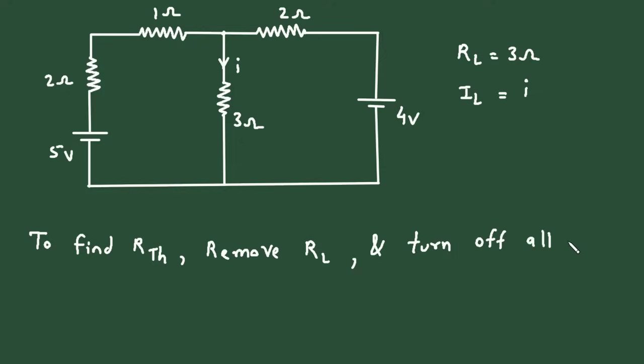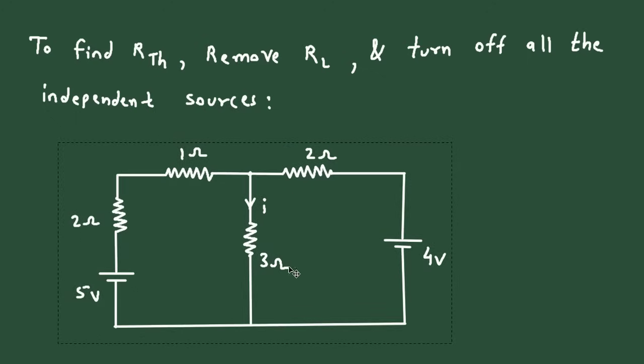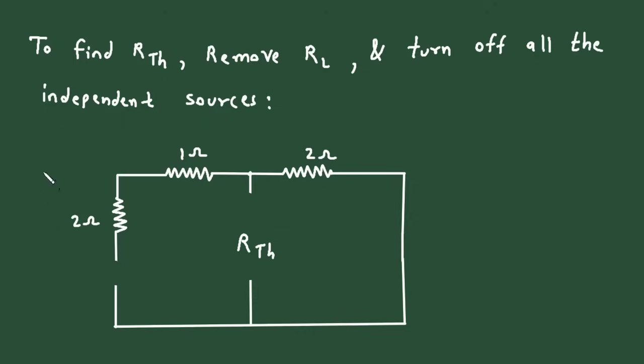all independent sources. Now when we turn off all the independent sources from here, and if we remove this RL, so this will be our RTH, and when we turn off a voltage source, that time it will be short circuited. Here also this is a voltage source, so when we turn off a voltage source, again this will be short circuited.